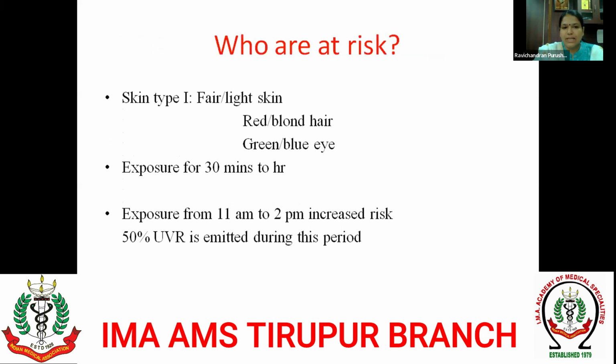Who is at risk? Mainly skin type 1. In India, we Indians and Asians are skin type 3 and type 4. Burns are more common in type 1, light fair-skinned individuals. When exposed to sunlight for more than 30 minutes to 1 hour, the risk is higher. The exposure time around 11 a.m. to 12 p.m. matters, as more than 50% of UV radiation is emitted during this period, which is the higher risk for the onset of lesions.